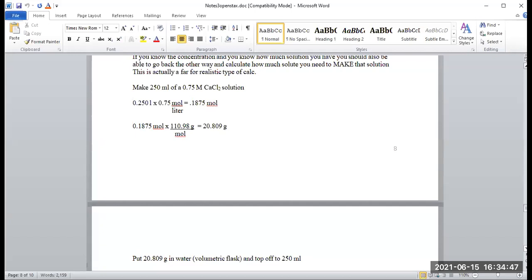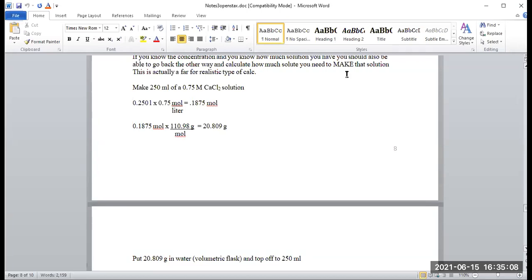So 0.1875 moles. And then my second step, this time around, instead of dividing by a molar mass, I am multiplying by a molar mass. This time I picked on calcium chloride, so 1 calcium and 2 chlorines.